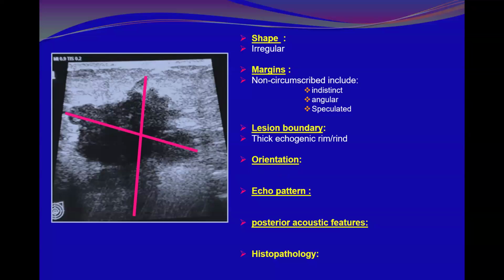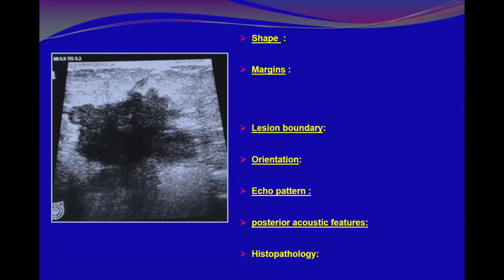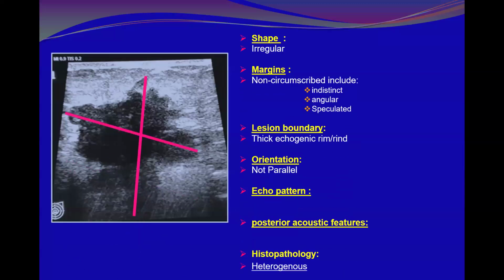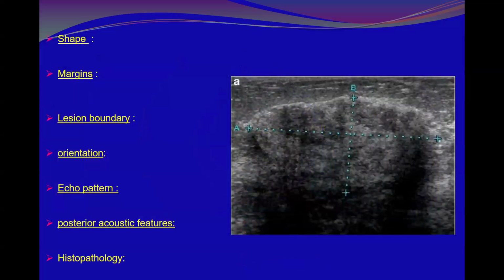Hypoechoic only? Hypo and hyper. Yes, heterogeneous. Posterior feature. Sorry, for acoustic, it has to be removed. Posterior feature. Posterior shadowing and enhancement. Excellent, combined. So what do you expect histopathology? Invasive ductal carcinoma. Invasive carcinoma, excellent, yes.